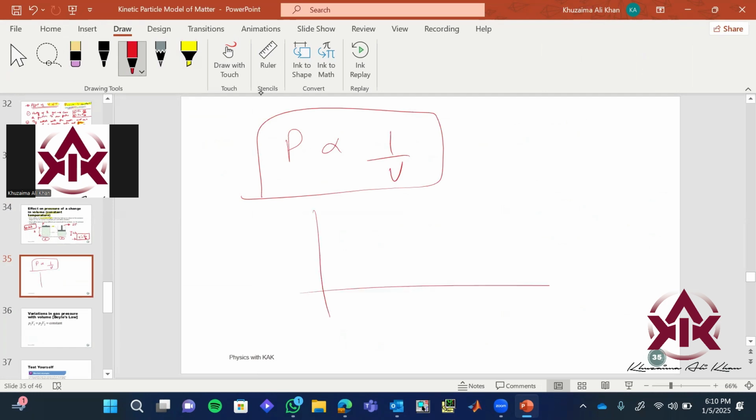If I wanted to relate this on a graph, let's say you have volume in meter cube and pressure in pascals. The relation is an inverse relation, it goes like this. So if you increase the volume, pressure should decrease, and if you increase the pressure, your volume would decrease. This is the relation. I hope it makes sense.